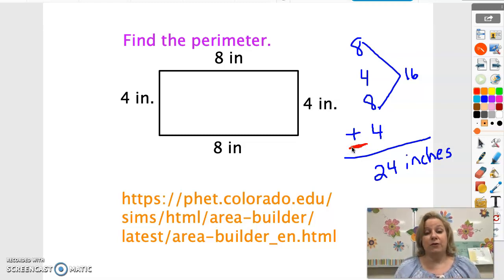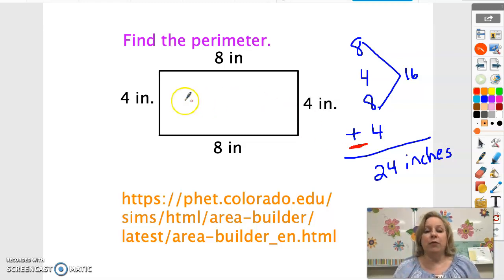Now I know we talked about area and we had decomposed the non-rectangular shapes, and then we added them back. But to find area, we have to multiply. To find perimeter, we add. So I don't want you to get confused with adding those two shapes together like we just did in our lesson. Area is multiplication, perimeter is adding.